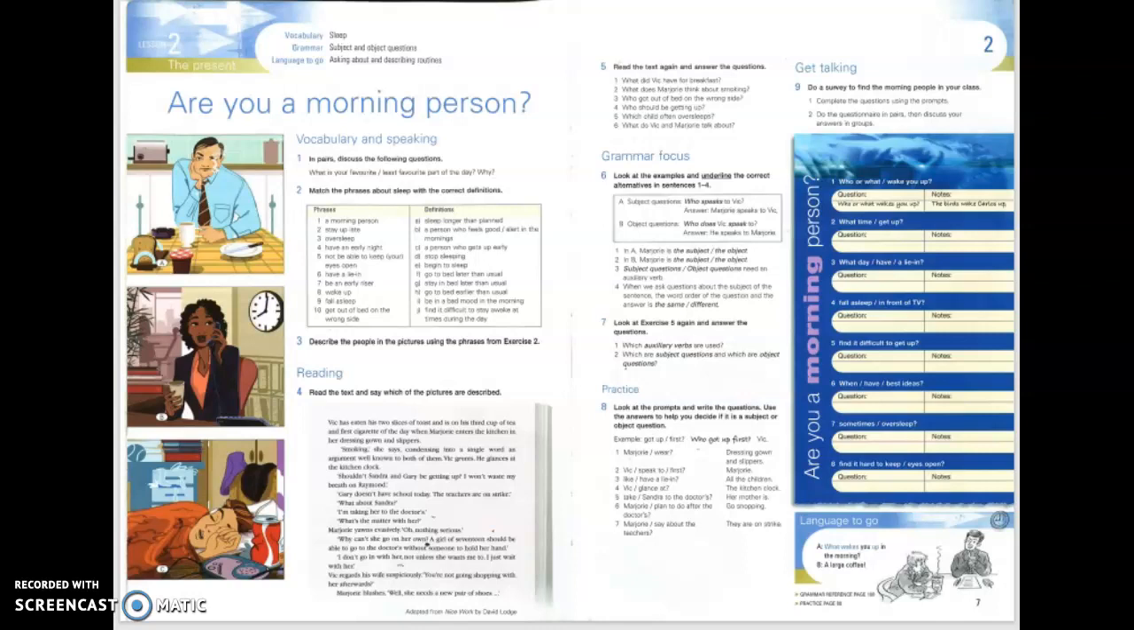This screencast is to support this lesson on subject and object questions on the topic of describing routines. It's from Language to Go Intermediate, published by Longman, and it's lesson 2. It's a nice lesson that incorporates some vocabulary connected with sleep and then goes on to a reading which introduces the target language of subject and object questions with some controlled and freer practice to follow.